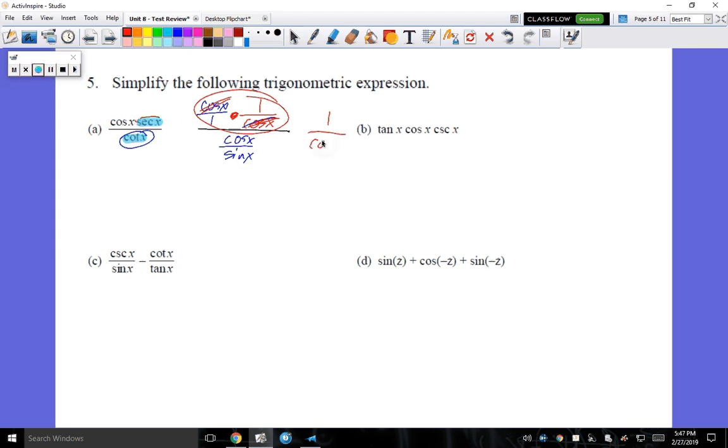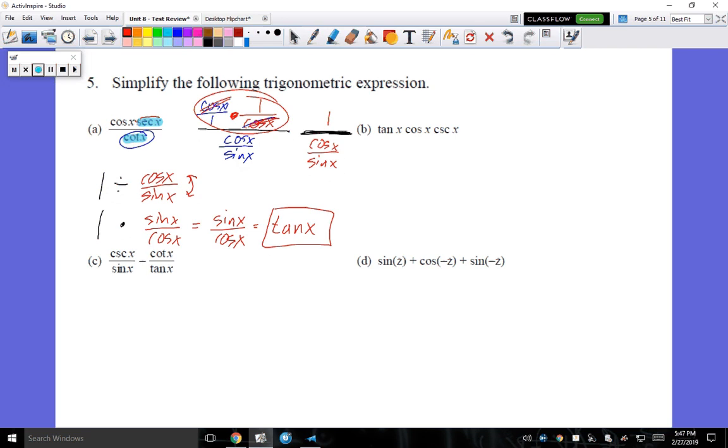And now I have it over cosine and sine. So I have something that looks like this: 1 divided by that huge fraction. So 1 divided by cosine over sine is the same as, from 5th grade math, keep, change, and then flip. So we get sine over cosine. Well, we know 1 times sine over cosine is still sine over cosine. And we know by now that sine over cosine is the same as tangent.